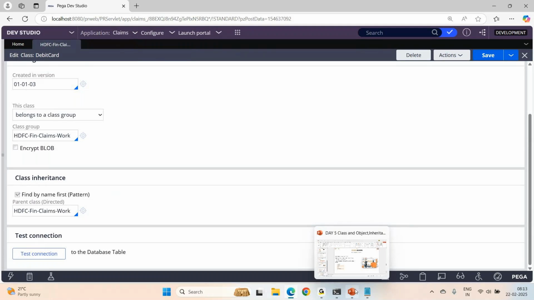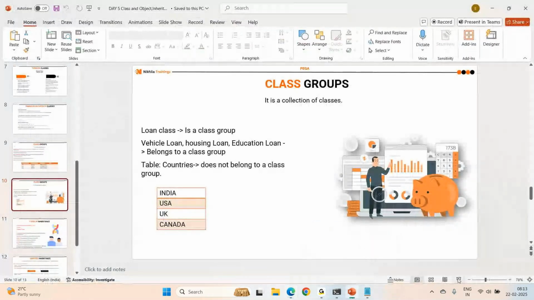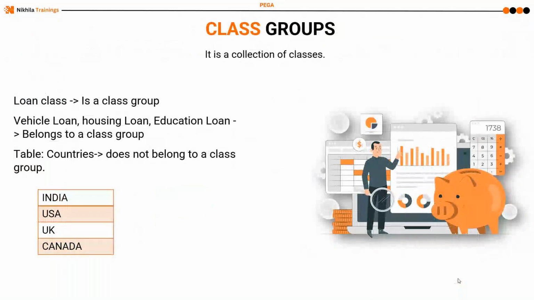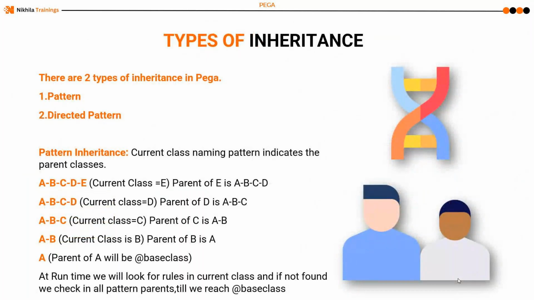Now, what exactly is inheritance? Just reusing the code of the parent. You gave one class as abstract, you give remaining classes as concrete. How can they reuse? Only if they have a parent-child relationship, they can reuse. If you don't have a parent-child relationship, you cannot reuse the content. Now, this is also an interview question. What are the various types of inheritances you have in Pega? Pattern inheritance and directed inheritance.